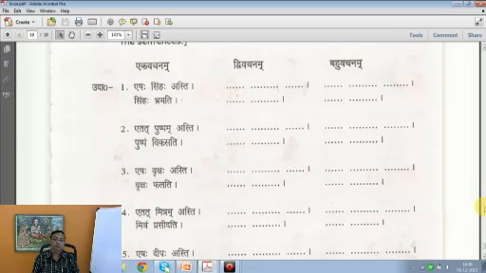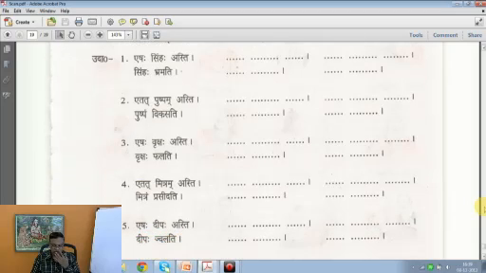So remember how a neuter noun is derived in the other two numbers. Etat, ete, etani. So use that. Pushpam, pushpe, pushpani. Ete pushpe staha. Etani pushpani santi. Asti, staha, santi is not changing at all. So pushpam vikasati. Pushpe vikasataha. Pushpani vikasanti.